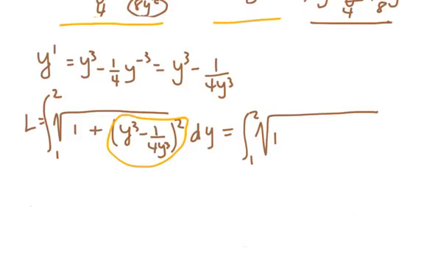So we're left with 1 plus y to the 6th minus 1/2 plus 1/16 y to the 6th. And how did I get that? All that I did was FOIL that out.